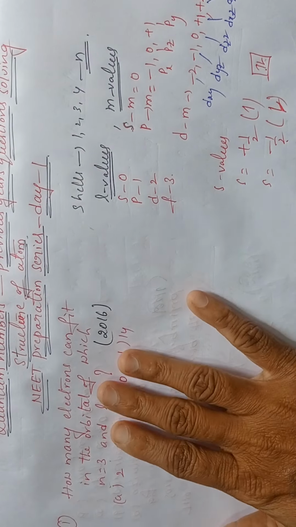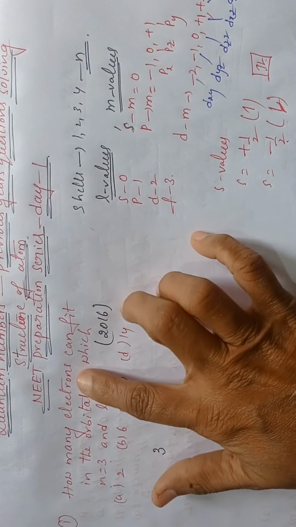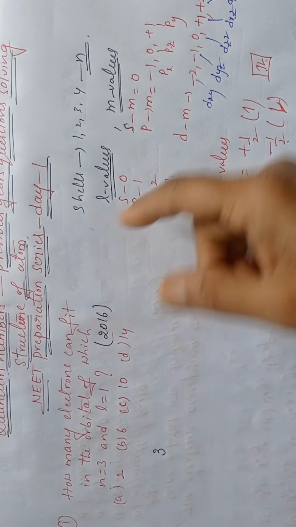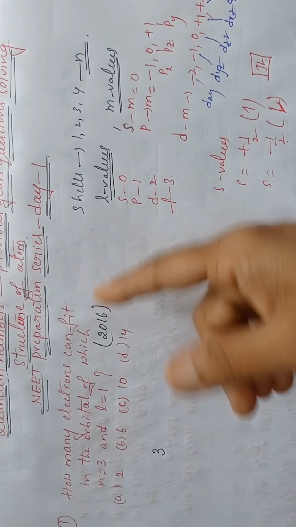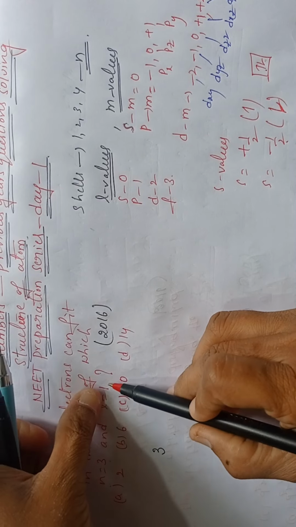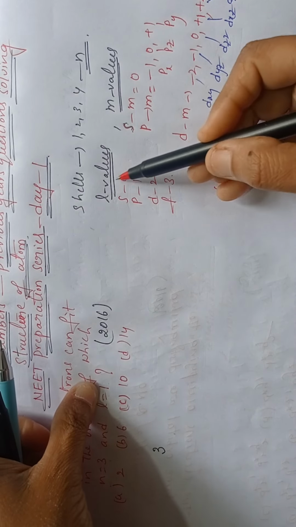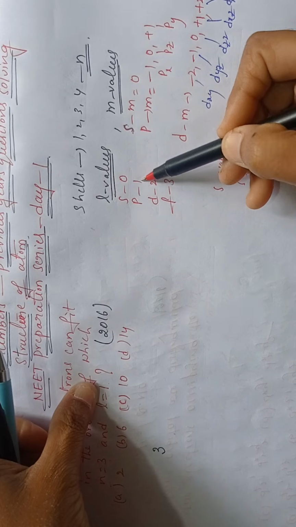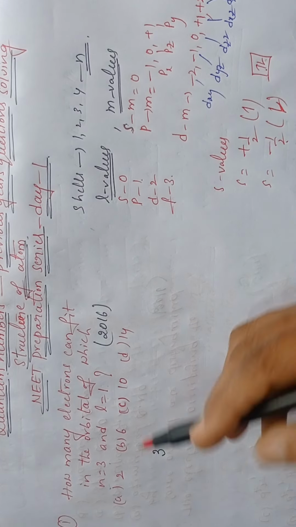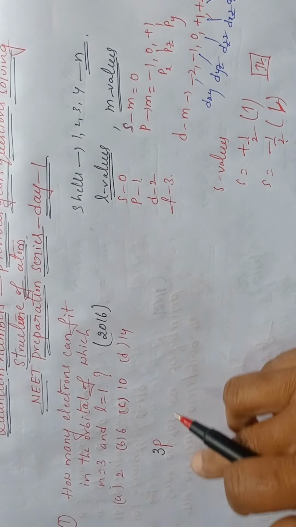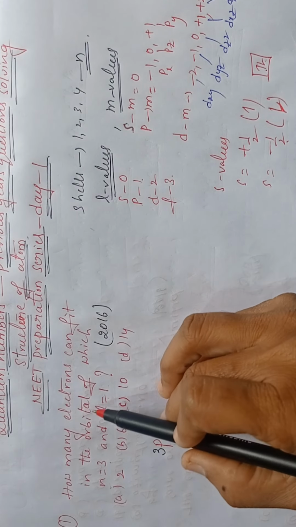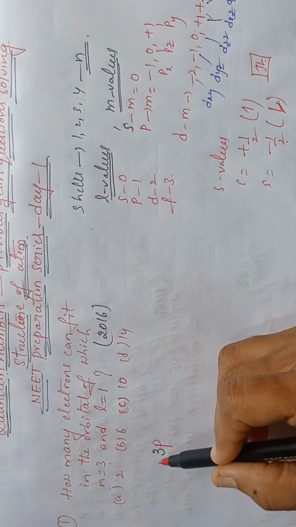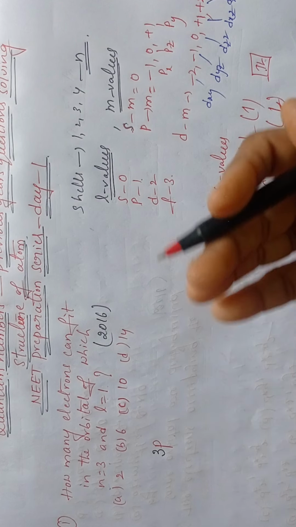Now see, the question I asked: how many electrons can fit in the orbitals for which n equal to 3 and l equal to 1? N equal to 3 is which shell? Third shell. L equal to 1 means azimuthal quantum number value 1, which subshell? That is p. So it is 3p. The question asks how many electrons can fit in the orbitals. So in 3p, how many electrons can fit?